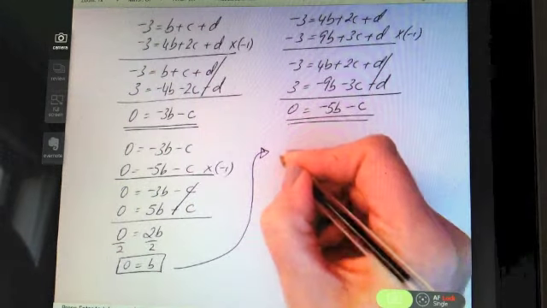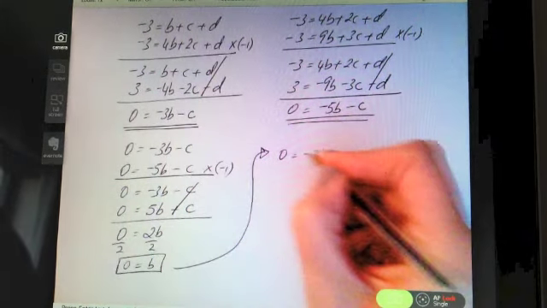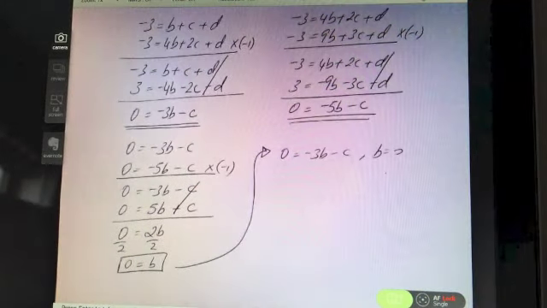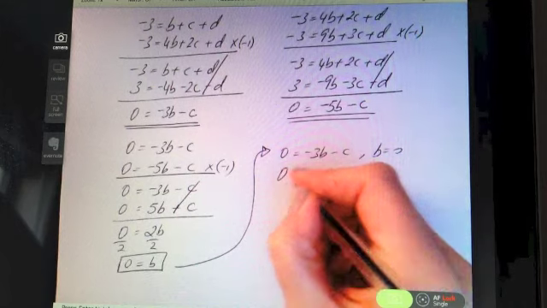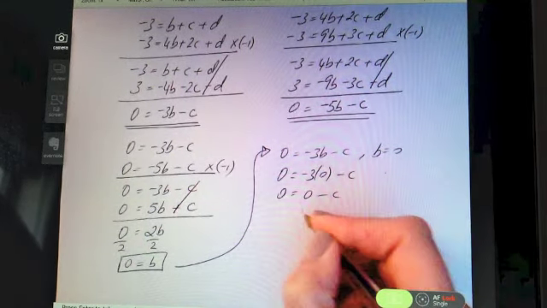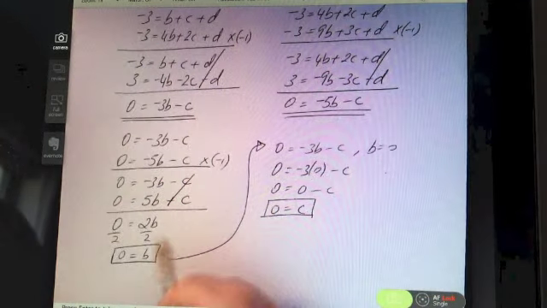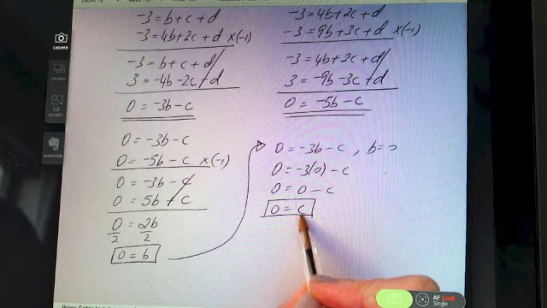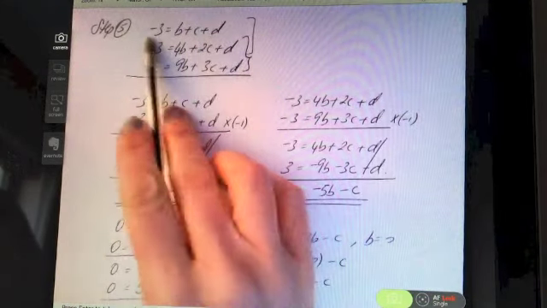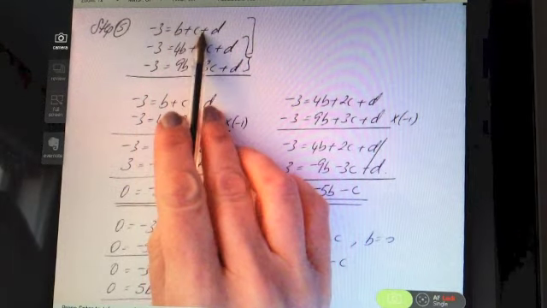Take that answer now, and we'll sub it into one of the originals here, because we want to solve for c next. And so I'm getting minus 3 times 0 minus c, which is equal to 0 minus c, which is equal to c is equal to 0 as well. Okay, so you have b and c now. So go back to one of the originals right at the top. Let's take the very first one, and we'll sub in our values for b and c.